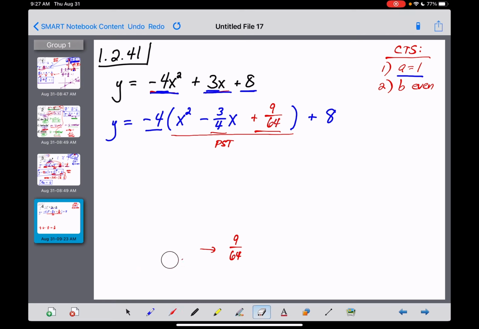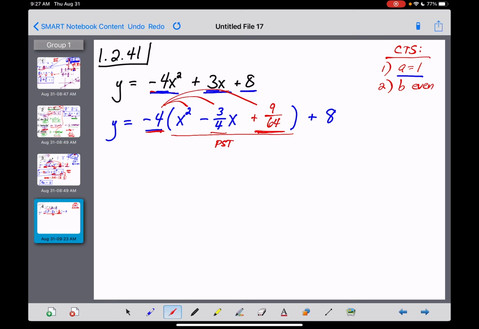Now we've created a perfect square trinomial inside those parentheses, which is the whole point of completing the square. However, I can't just add 9/64 because I feel like it without balancing that out in the equation. Now, the first thing we need to realize is this, guys, even though it looks like we added 9/64, we didn't, because this -4 gets distributed into the parentheses here.